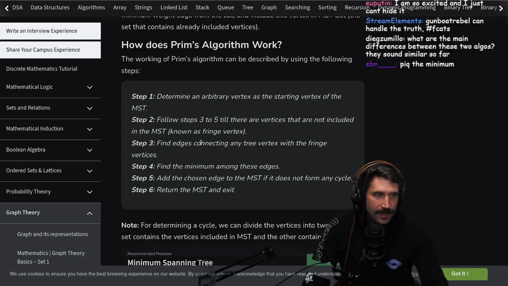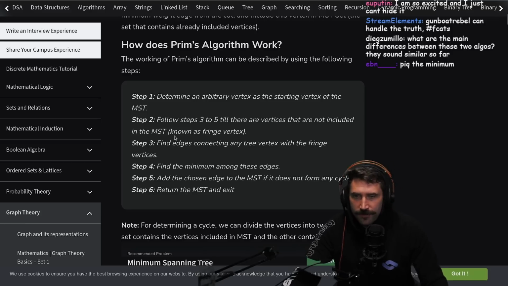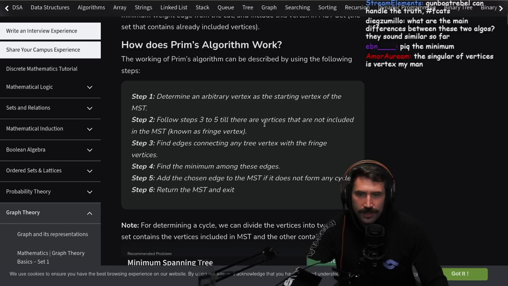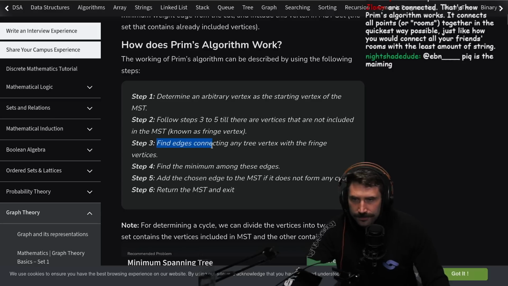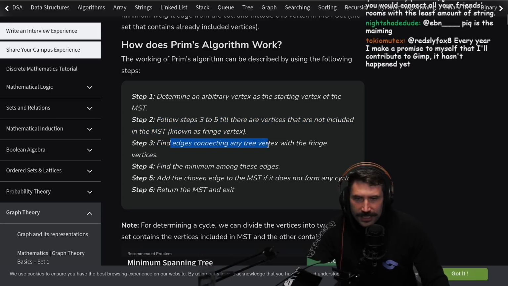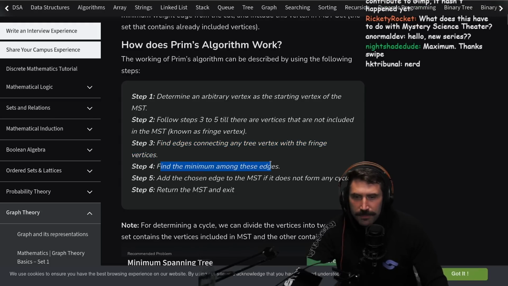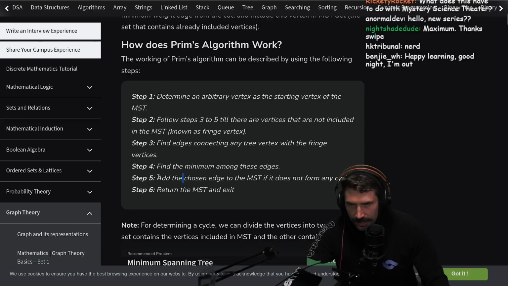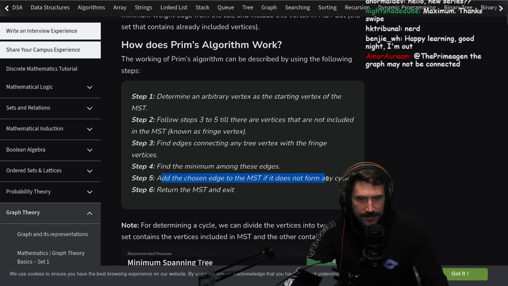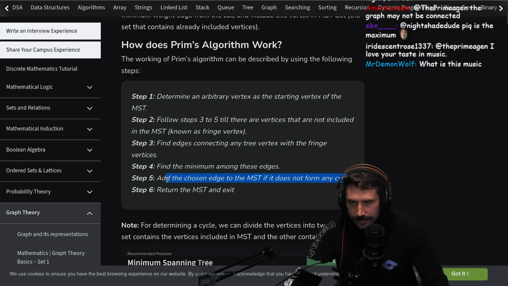Pick the minimum. Follow steps 3 through 5 till there are vertices that are not included in the MST, known as fringe vertices. Find an edge connecting any tree vertex with the fringe vertex. This is just a way to say it, I guess. Find the minimum among these edges. Add the chosen edge to the MST if it does not form any cycle. Return the MST and exit.